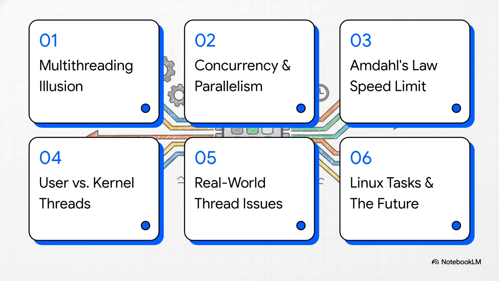So here's our roadmap for this explainer. We'll start with the multi-threading illusion, then compare concurrency versus parallelism, hit the speed limit known as Amdahl's law, look at user versus kernel threads, tackle some real-world development challenges, and finally wrap up with Linux tasks and future openings.